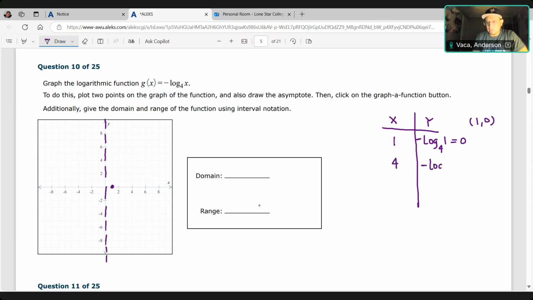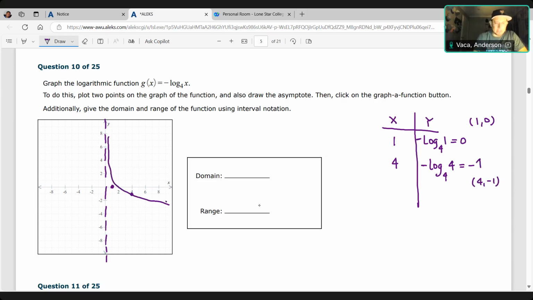Let's choose, for example, 4. Negative, the logarithm base 4 of 4. Okay, so we have to follow the order of operations. Let's do first this. 4 raised to what? We have a negative, just don't forget about that negative. Let me get rid of that negative first, and then I'll put it at the end. 4 raised to what power will be 4? That will be 1. And you put that negative, you get negative 1. So we get 4 comma negative 1.